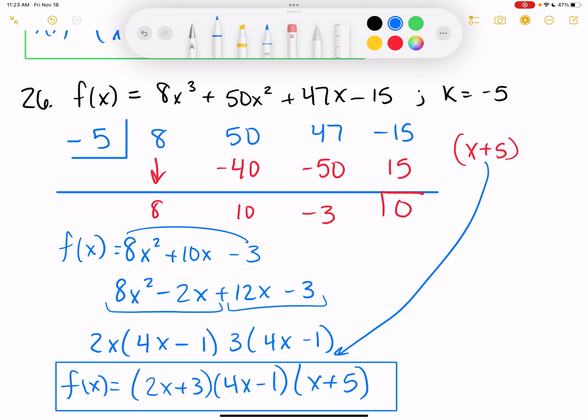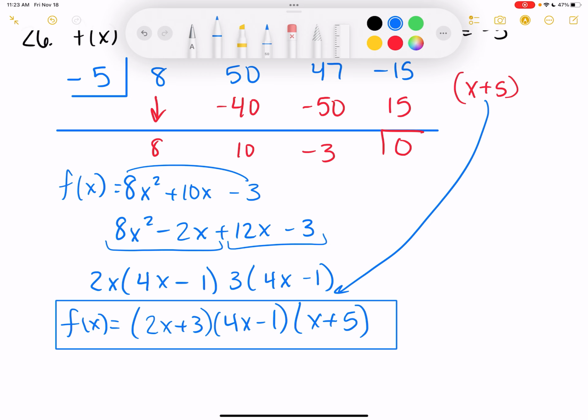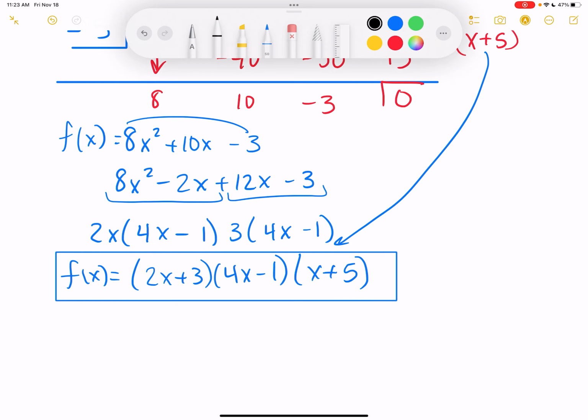All right, the next one says to list all possible rational zeros, find all rational zeros, so find which ones actually are, and then factor into its linear factors, so it'll look like this at the end. Number 40, f of x equals x cubed plus 5x squared plus 2x minus 8.